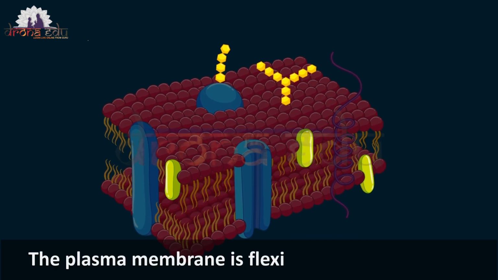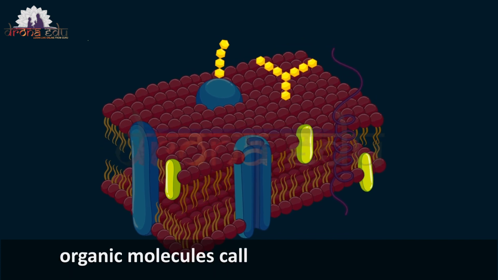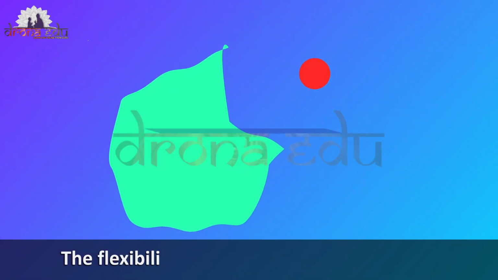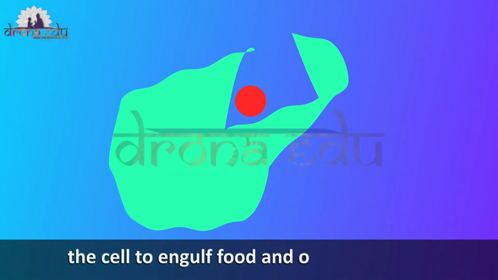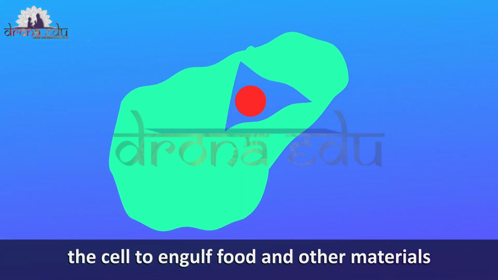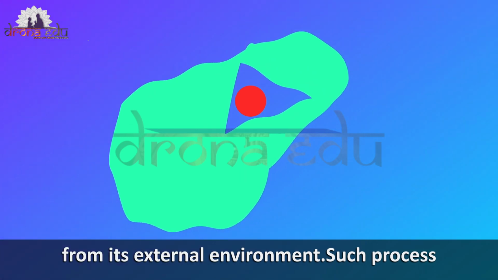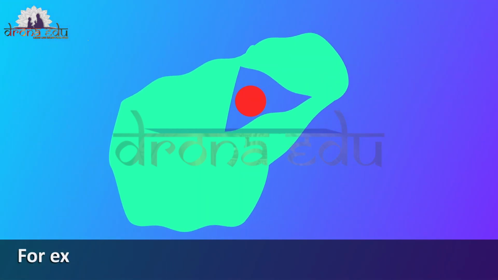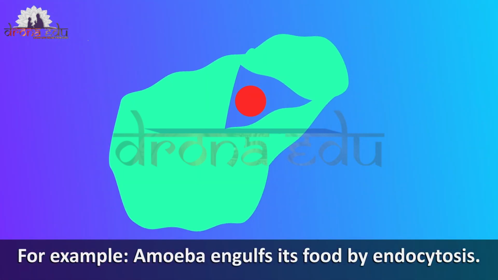The plasma membrane is flexible and is made up of organic molecules called lipids and proteins. The flexibility of the cell membrane enables the cell to engulf food and other materials from its external environment. Such process is called endocytosis. For example, amoeba engulfs its food by endocytosis.